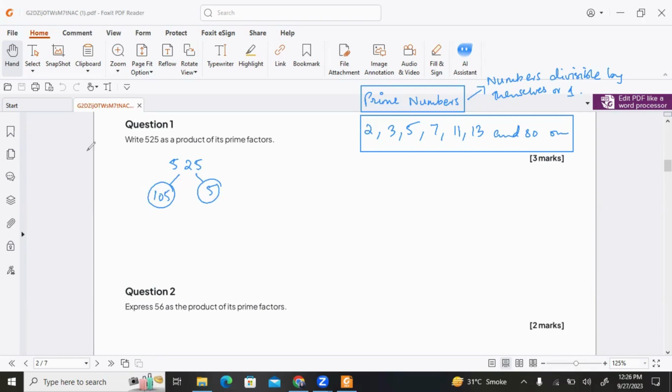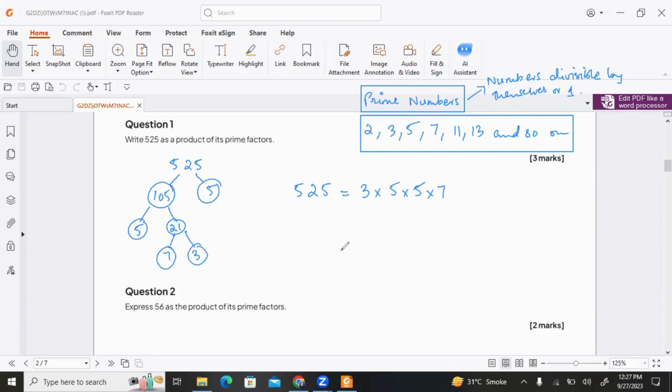Now 105 once again is divisible by 5. So it's going to be 5 times 21. So once again we leave the 5 as it is and focus on breaking down the 21. 21 is 7 times 3. Now both 7 and 3 are prime numbers, so we cannot further break these numbers down into their prime factors. So now if we write 525 as a product of its prime factors, it's going to be 3 times 5 times 5 times 7. That is it.